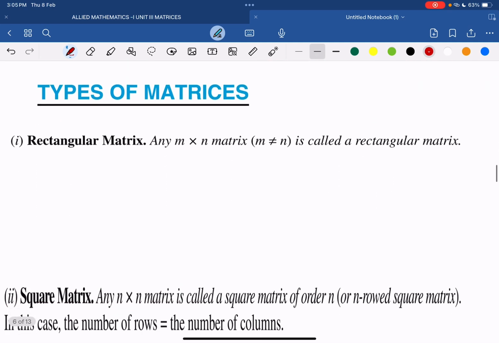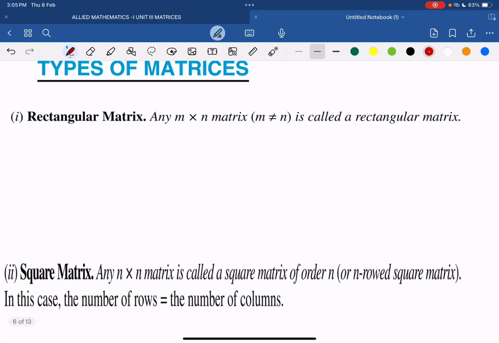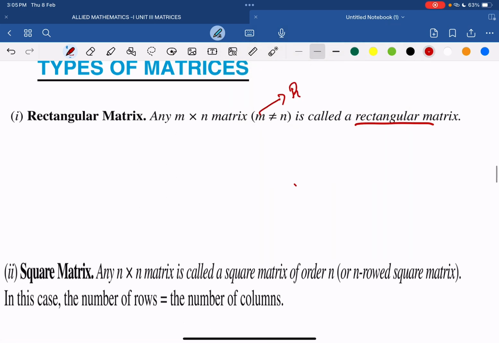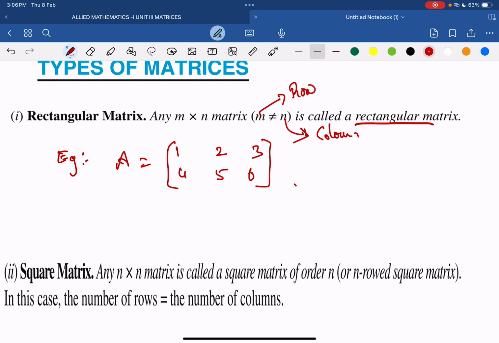Next we'll see the types of matrix. Rectangular matrix: if a matrix has m rows and n columns and they are not equal, m is not equal to n, it is called a rectangular matrix. Here m represents rows and n represents columns. Example: A is equal to 1, 2, 3, 4, 5, 6. This is an example of a rectangular matrix. It contains 2 rows and 3 columns, 2 by 3.